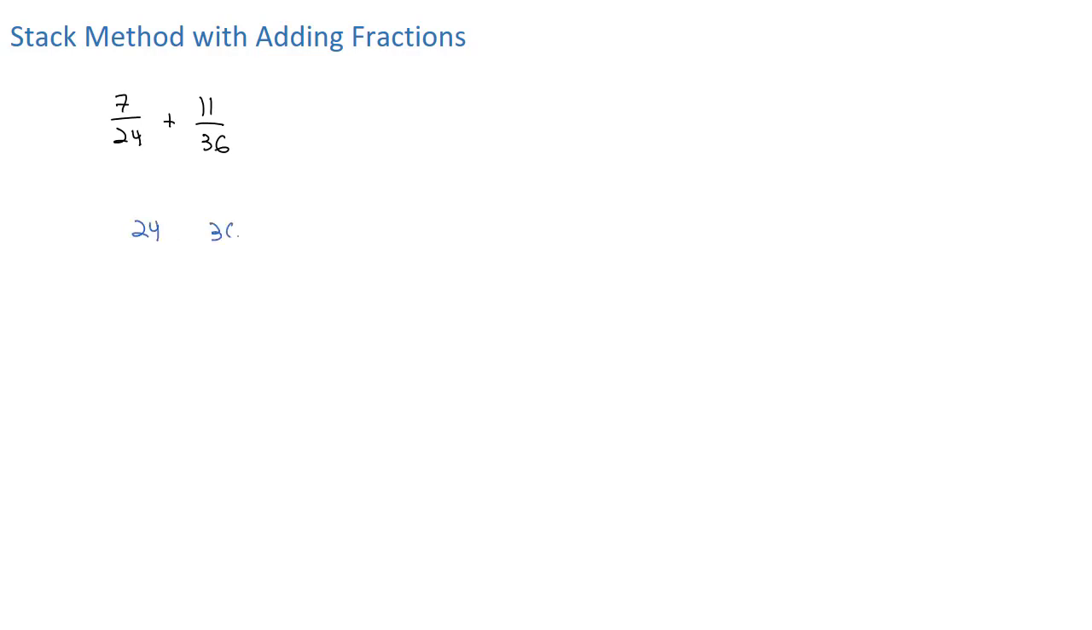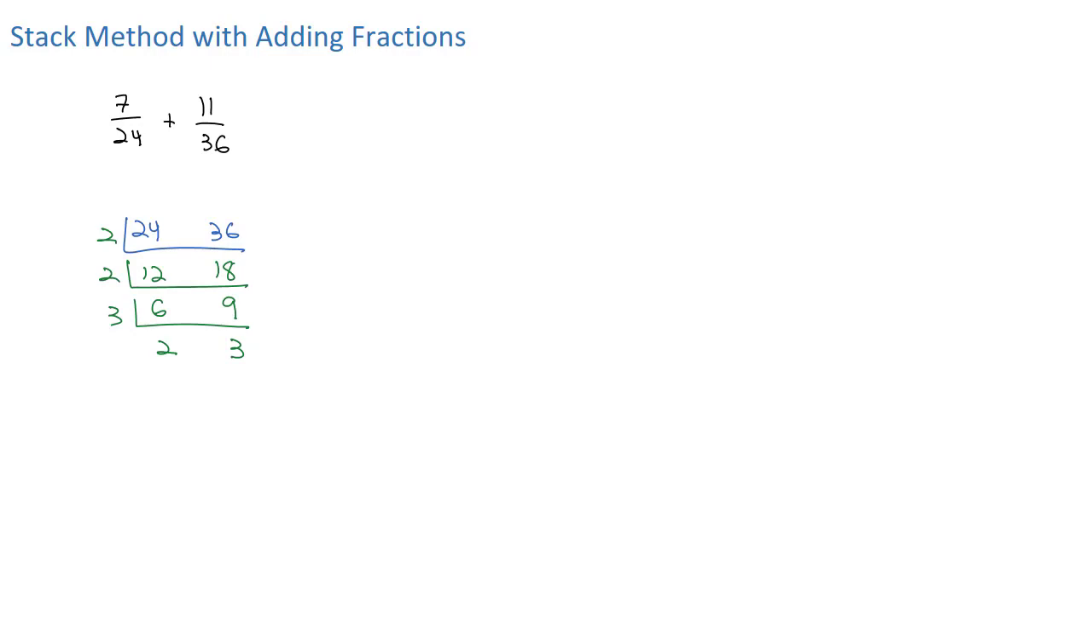If we have 24 and 36, I can see both of those are divisible by 2, because they're both even. Leaves behind 12 and 18. Both of those are still even, so I can divide by 2. Leaves behind 6 and 9. They're not even anymore, but they're both divisible by 3. And that leaves behind 2 and 3. When I divide out those using the stack method.